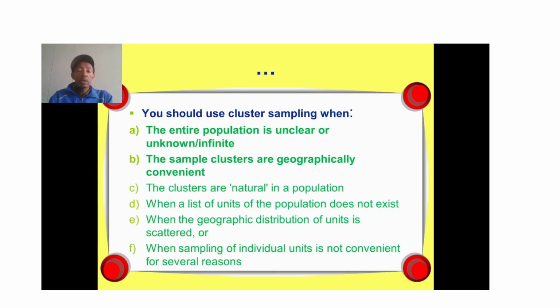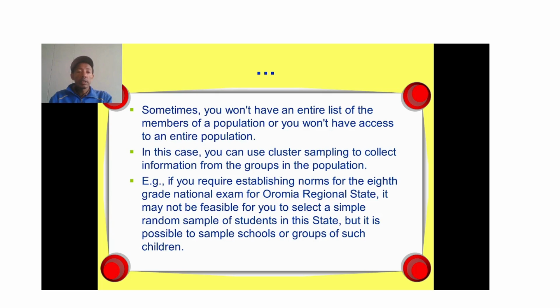You should use cluster sampling when the entire population is unclear, unknown, or infinite. The sample clusters are geographically compact. The clusters are natural in a population. And when the list of units of the population does not exist, when geographic distribution is scattered, or when sampling of individual units is not convenient for several reasons. Sometimes, for instance, you will not have the entire list of the members of the population. In that case, you can use cluster sampling to collect information from the groups in the population. You may not have lists.